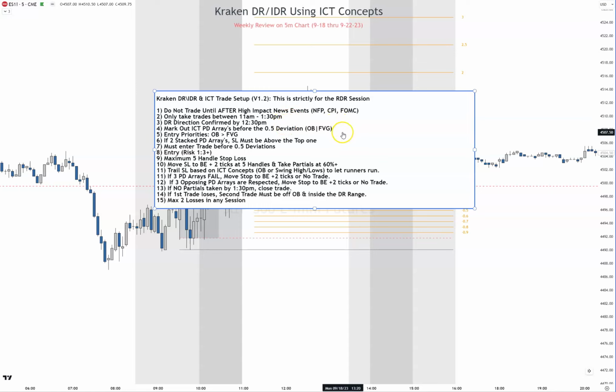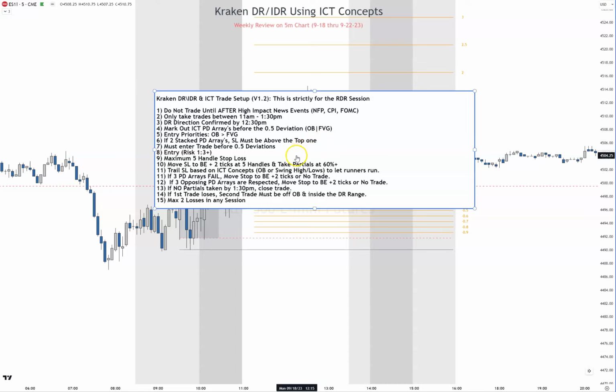Okay, I mark out the ICT PD rays before the 0.5 deviation: order blocks, fair value gaps, breakers, mitigation blocks, all that stuff. Entry priorities: order block over fair value gap. I'd rather enter on an order block than a fair value gap, but I will enter on a fair value gap. If two stack PD rays, stop loss must be above the top one. Must enter trade before the 0.5 deviations.